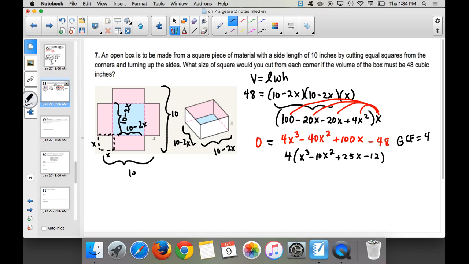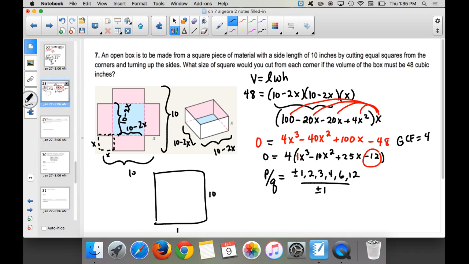Because now when I think about my p over q, I'm taking p to be negative 12 and q is going to be 1. So I'm going to have plus or minus 1, 2, 3, 4, 6, and 12, and plus or minus 1. Still a lot of possibilities though. So let's think about this logically. We talked about this yesterday. If you have a big box that's 10 by 10, and you're going to cut a square out, what size of square would be too big? What size of square is going to make it run into each other?